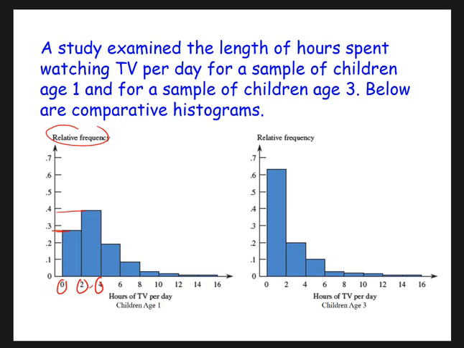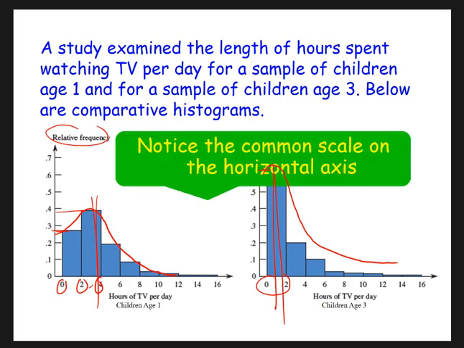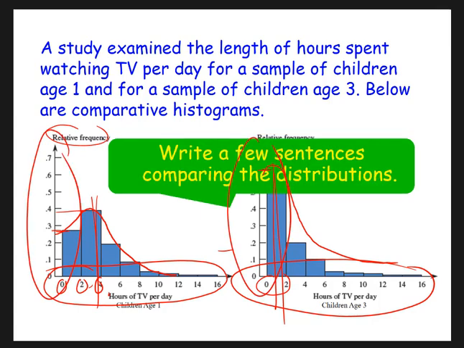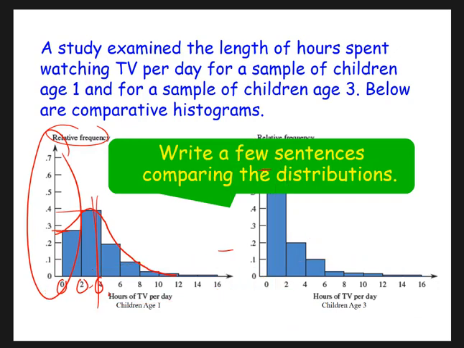Whereas for 3-year-olds, 0 to 2 hours, there's like 63%. So that's a much different shape. Both are skewed to the right, but the 1-year-olds are way less skewed. The 3-year-olds are way stretched out on the right, where the 1-year-olds are not. Their center is a little bit higher, whereas for the 3-year-olds, their center is in that 0 to 2 range. Notice the common scale. Again, notice on the bottom here we use the exact same categories, and we had the same scale on the vertical axis as well. We already kind of described the distribution, so we won't have to work on that.